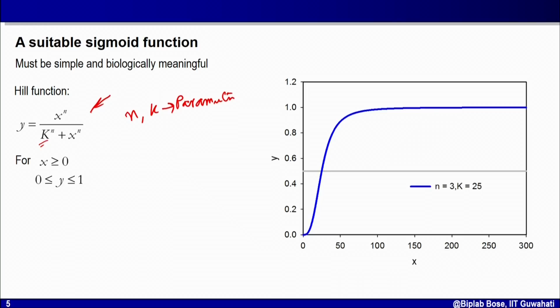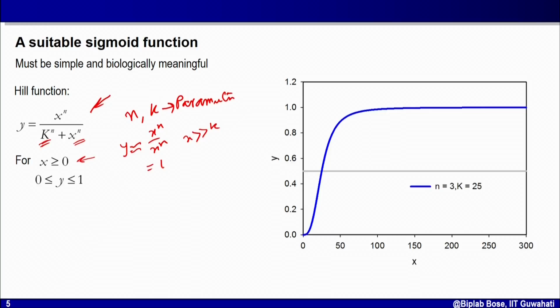If you look into this function, you can easily see that if x varies from 0 to any higher positive value, y will increase. Initially when x equals 0, obviously y equals 0, but as you keep on increasing x, y increases, but eventually when x becomes very large with respect to k, this y becomes nothing but equivalent to x to the power n by x to the power n, because x has now become very large with respect to k, so this becomes 1.